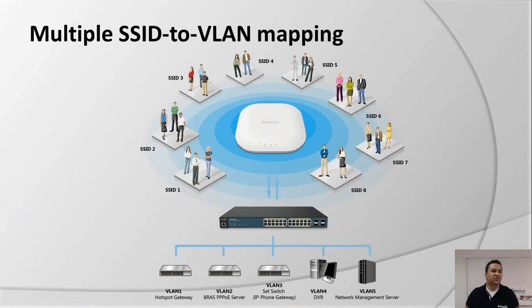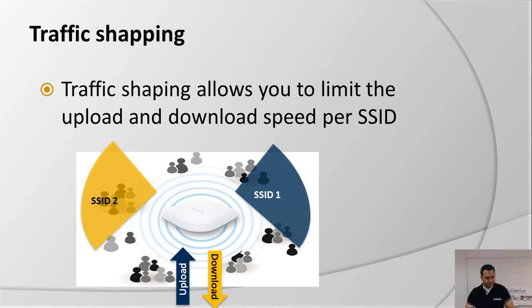Multiple SSID to VLAN mapping. With multiple SSID to VLAN mapping, you can map the SSID to a certain VLAN. Optionally, you can isolate this to separate them. Another management feature here, traffic shaping. Traffic shaping allows you to limit the upload and download speed per SSID.